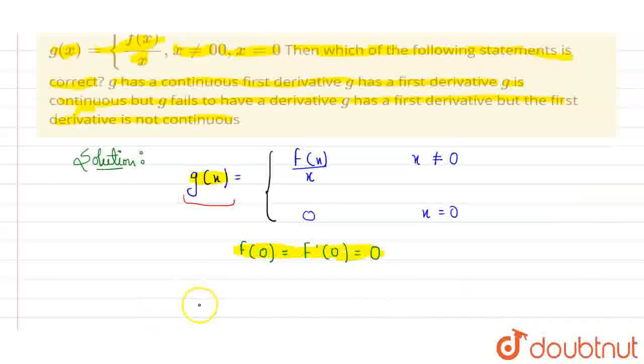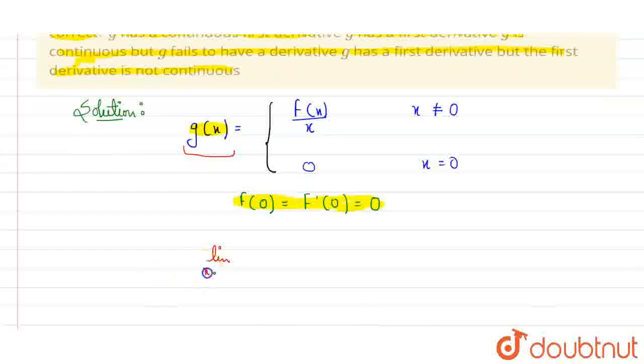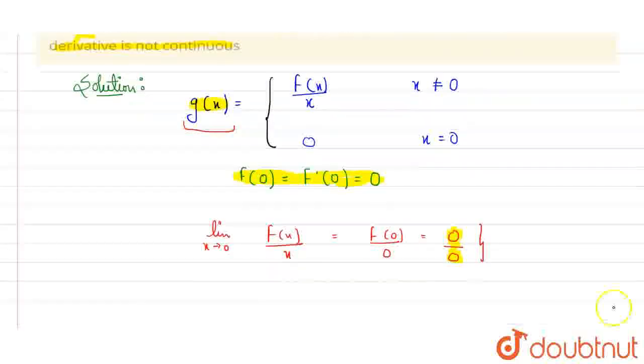We'll check the limit as x tends to 0 of the function f(x) upon x. Now if we just substitute 0 in place of x, f(0) upon 0, and f(0) is 0, it is given to us in the question. So here I am getting 0 by 0, so this limit cannot be evaluated directly. So I'll use L'Hospital's rule.